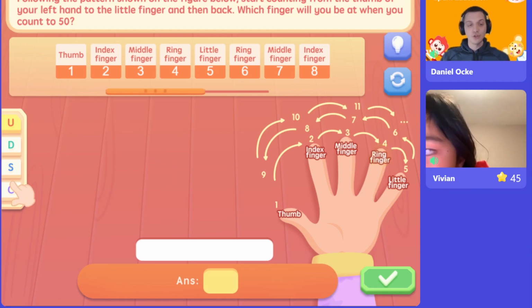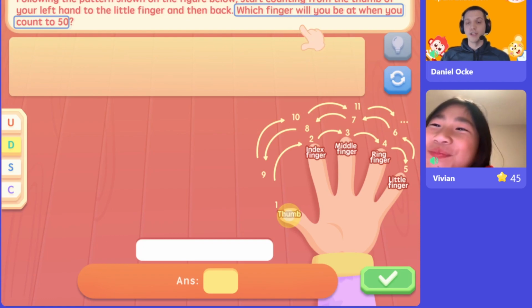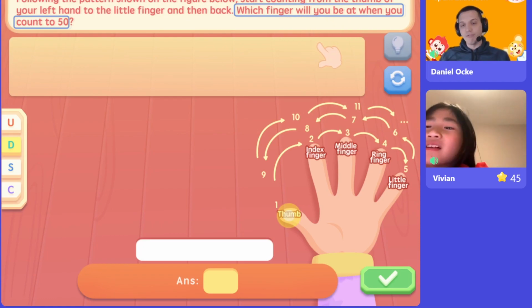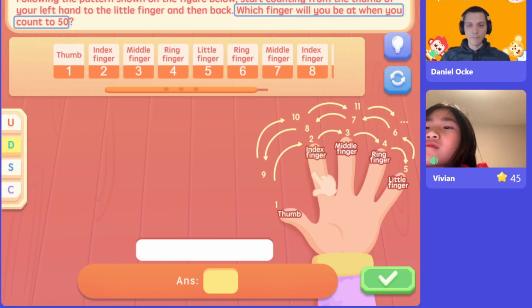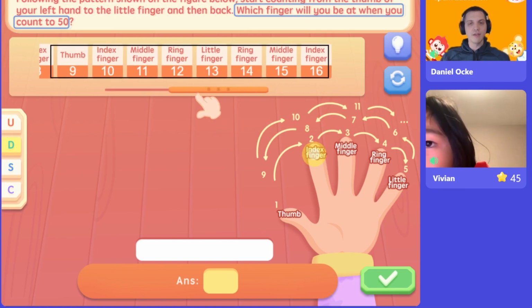We're going to be able to do our division problem like we've been doing. If we want to figure out what finger you will be at when you count to 50, remember, our pattern went back and forth, back and forth. Looking at the pattern, the repeated part is your thumb back to your index finger. Then that starts again.